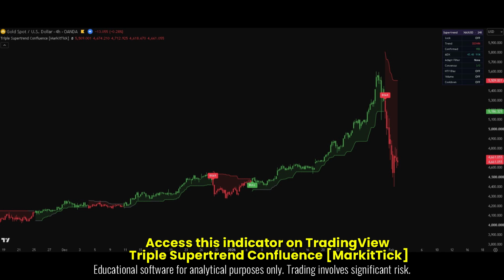3 Supertrend calculations running in Confluence, filtered by ADX, higher timeframe bias, and volume. This is how a triple consensus trend system cuts down on noise in choppy markets.